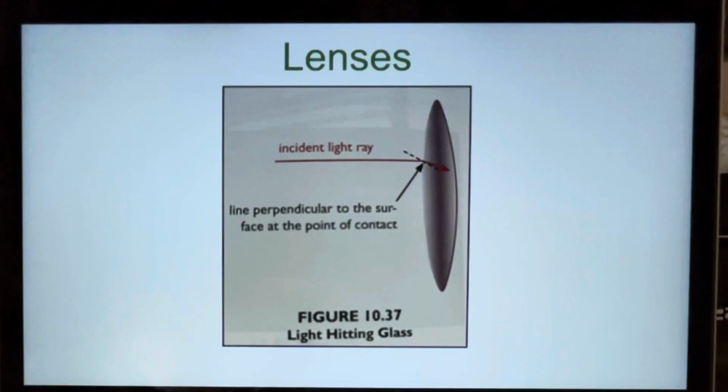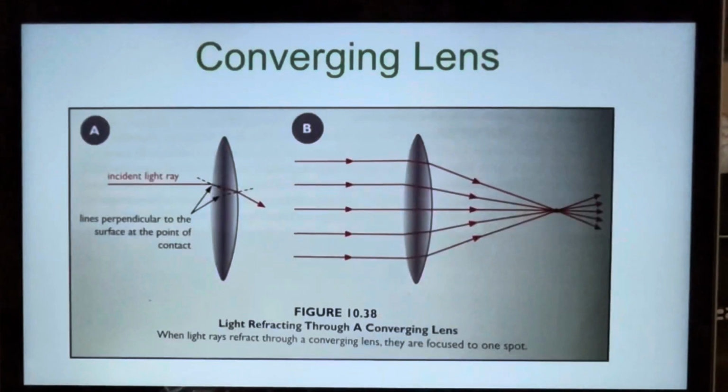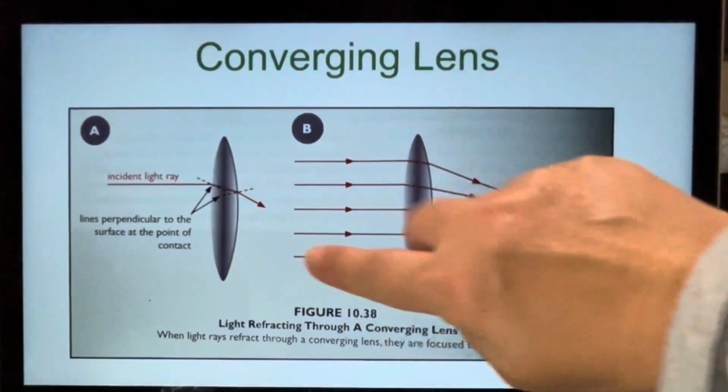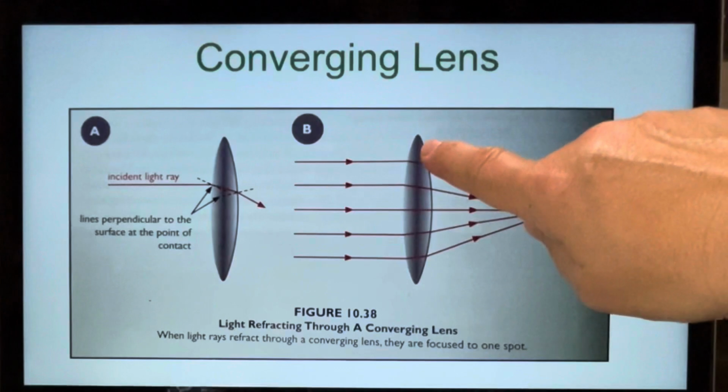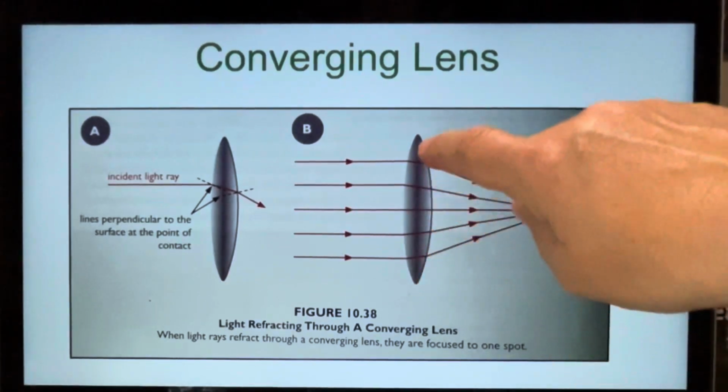Now, the light ray will travel through the glass along the path indicated in figure 10.37. At some point, however, the light ray will reach the edge of the glass object and exit. At that point, the substance through which the light is traveling will change. Thus, the light will be refracted again. Since light travels faster in air than it does in glass, the refracted light ray is bent away from the perpendicular. The result is pictured in figure 10.38. So here we go. Here's what we first looked at. And now here is the result of it. This is what they're talking about as it exits this surface.